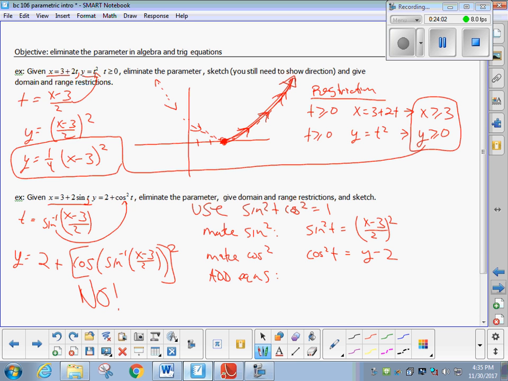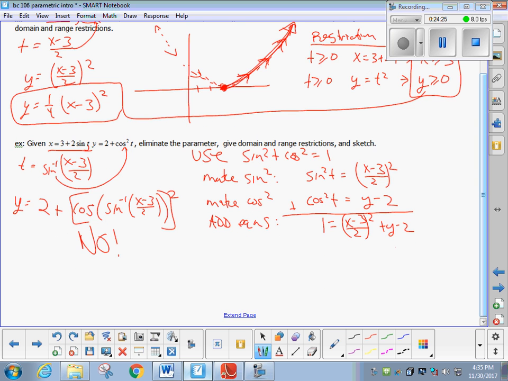Now if I add the two equations, the left side is sine squared plus cosine squared. I can replace all that t stuff with 1 then. That's what allows me to eliminate the parameter. On the right hand side, I get the quantity (x minus 3 over 2) all squared plus y minus 2.